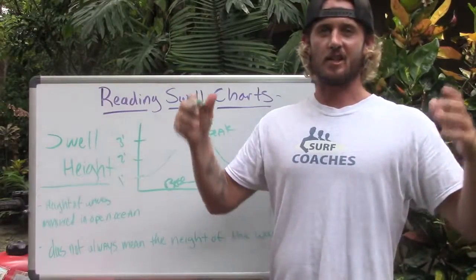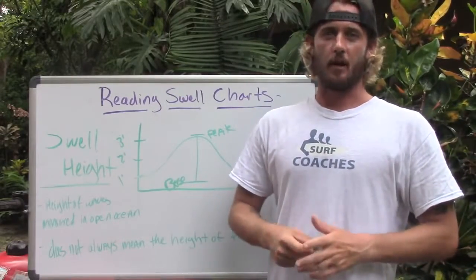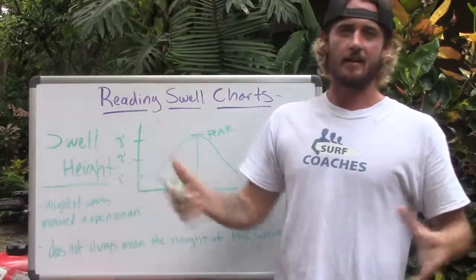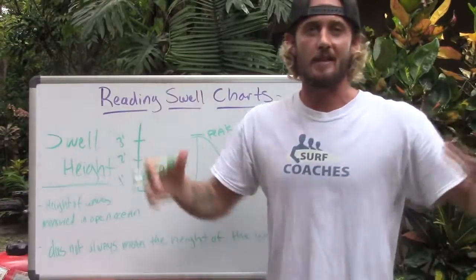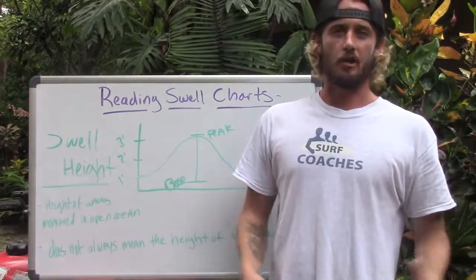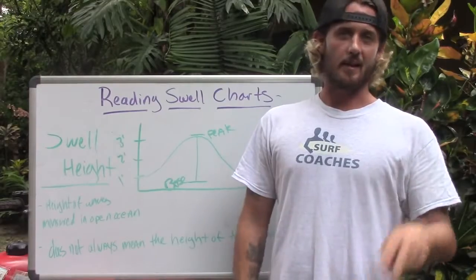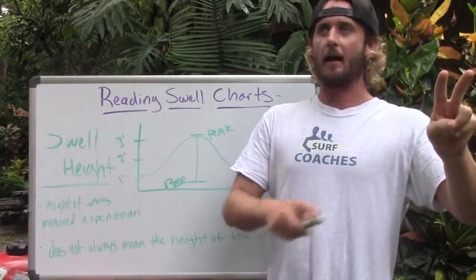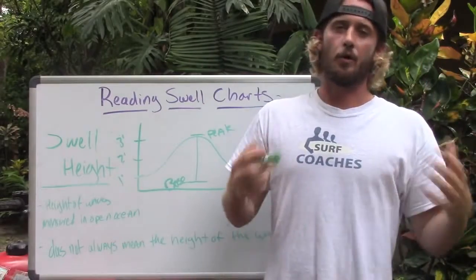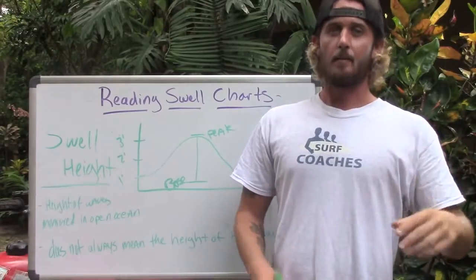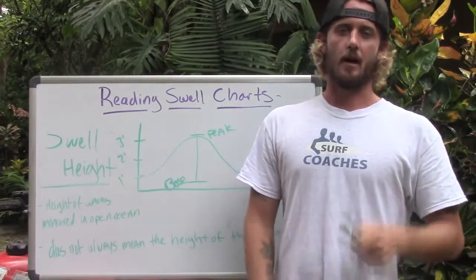You can see a swell reading that says the waves are 10 feet at whatever seconds, and sometimes people say, oh, the waves are going to be 10 feet tomorrow. That is not always true. At the same time, a forecast can say it's going to be 2 feet at a longer period, and that doesn't always mean the waves are going to be 2 feet, because it's really dependent on the period, which we're going to talk about next.